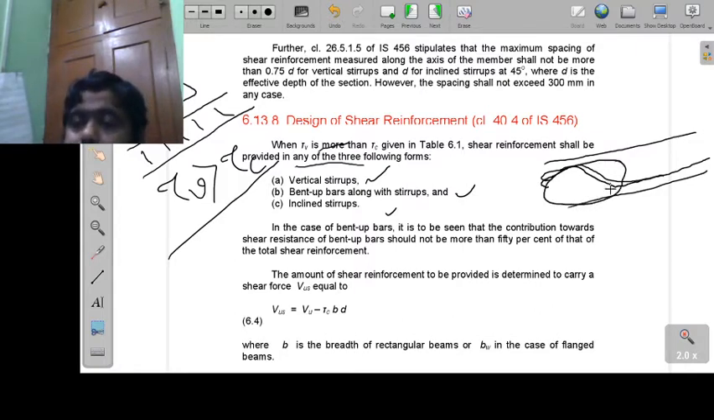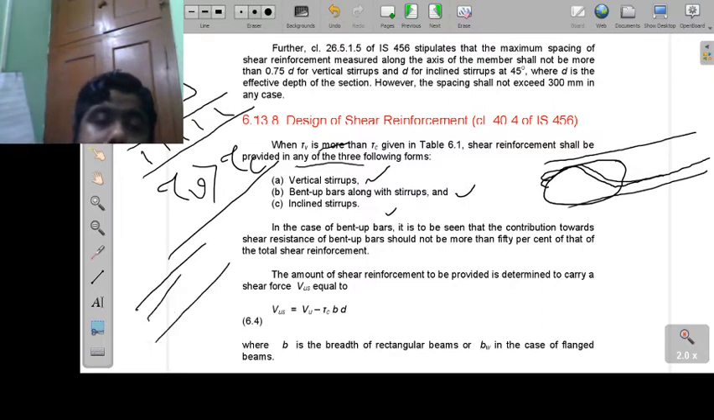You can provide these bent up bars in one location, or in defined groups at defined locations, or otherwise you can provide inclined stirrups. So in the beam we have the main reinforcement in this direction, and I can provide the stirrups in inclined directions. These are the three forms by which we can take care of the requirements of shear.